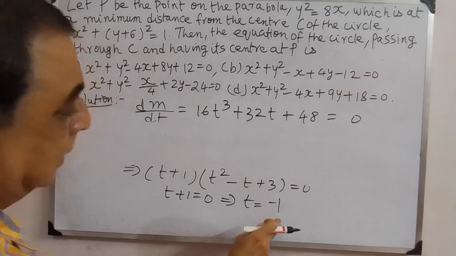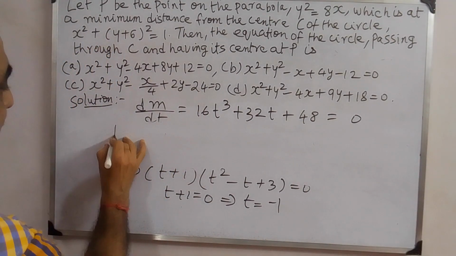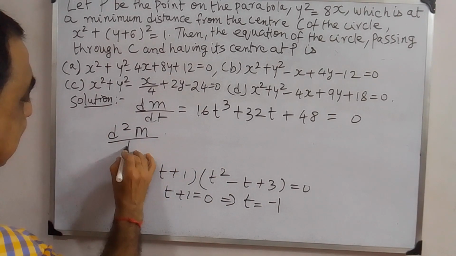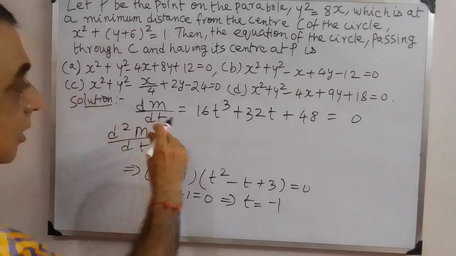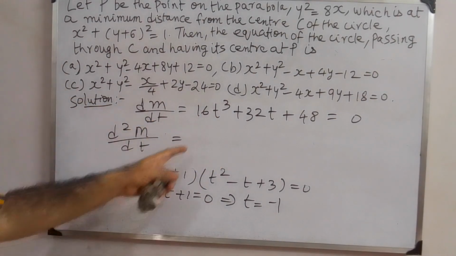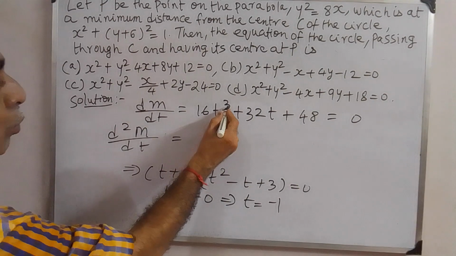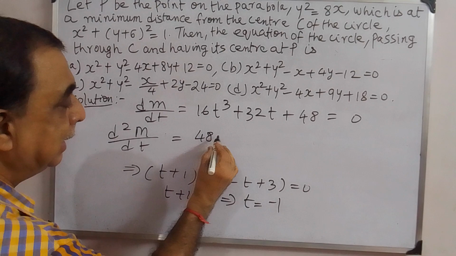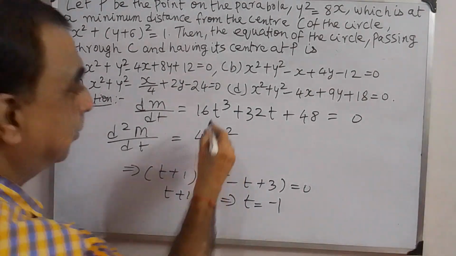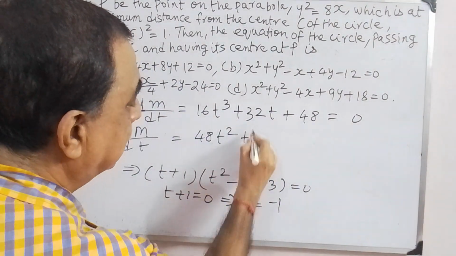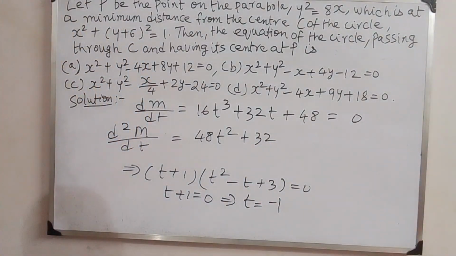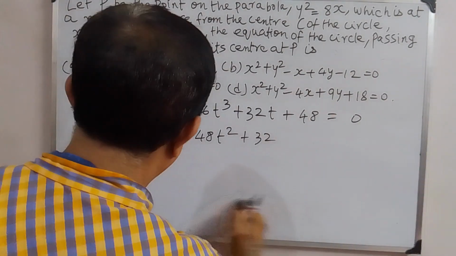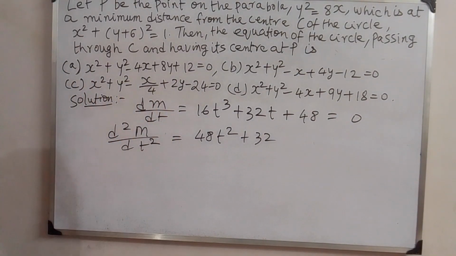Greater than 0 by putting t value minus 1 here. So we will differentiate this equation again. So d squared m by dt squared. Okay, differentiate this again. So when I am differentiating this again, the 3 will come down, 16 into 3 will become 48 t squared. The power of t will decrease by 1, plus 32. So this is the second derivative, d squared m by dt squared.